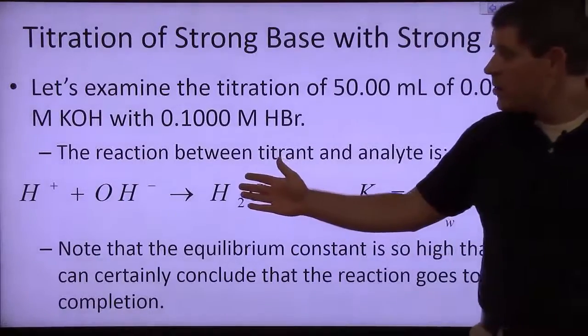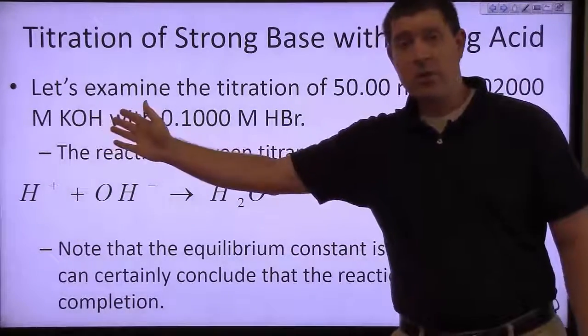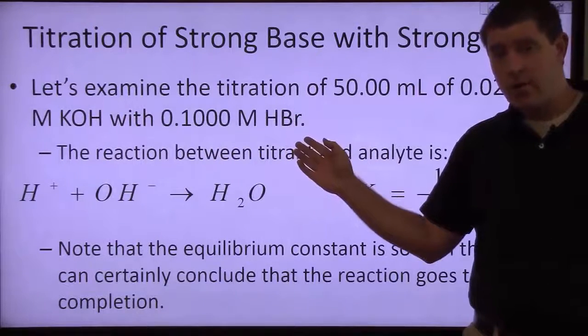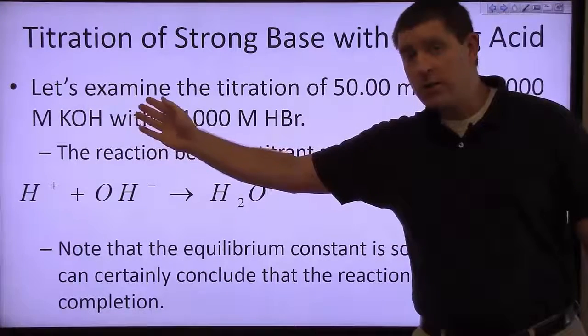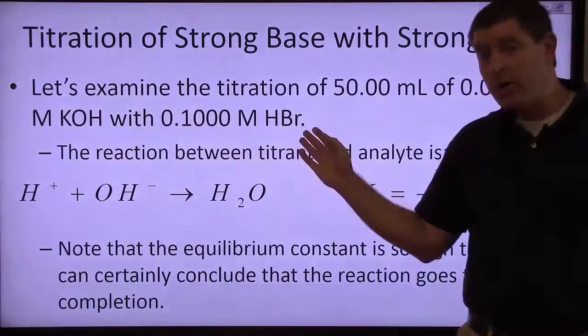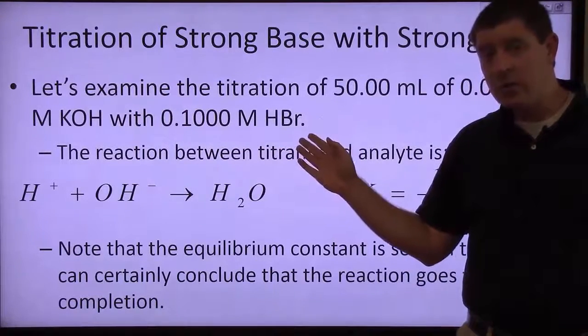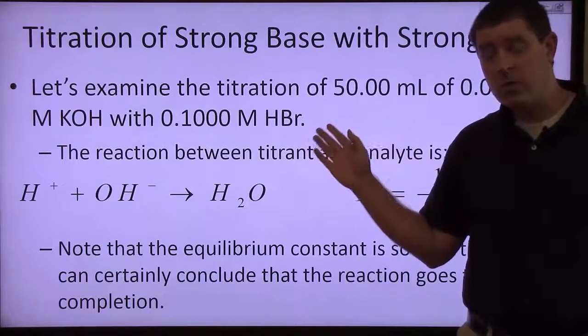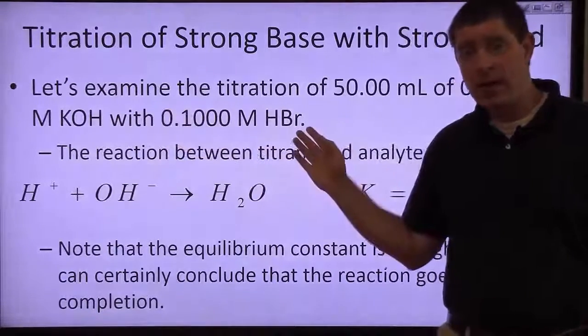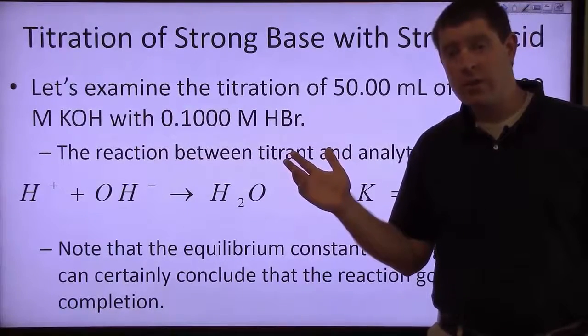Now again, we can ignore the potassium ions in the potassium hydroxide, and we can ignore the bromide ions in the hydrobromic acid because potassium hydroxide is a strong base, so the potassium and hydroxide ions will dissociate completely, and hydrobromic acid is a strong acid, which means the hydrogen ions and bromide ions will dissociate completely. And that means that we can ignore the potassium ions and the bromide ions because they aren't actually going to be involved in the reaction.